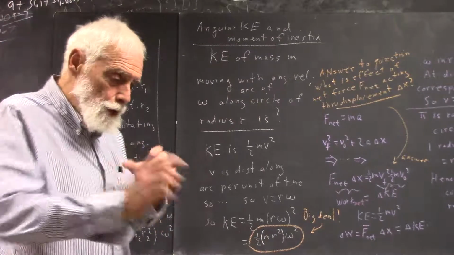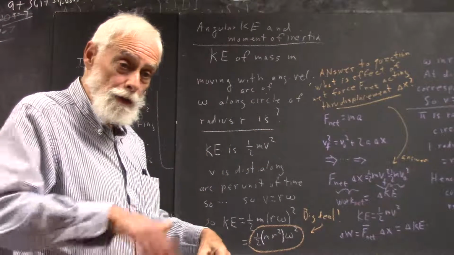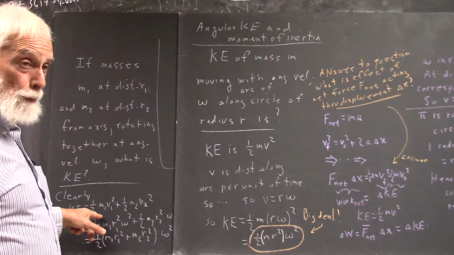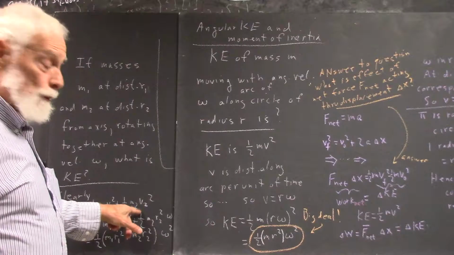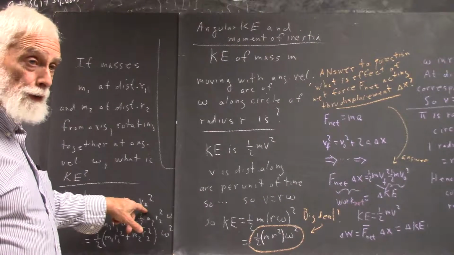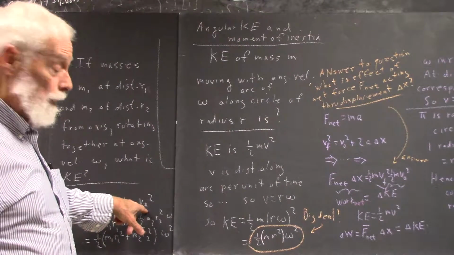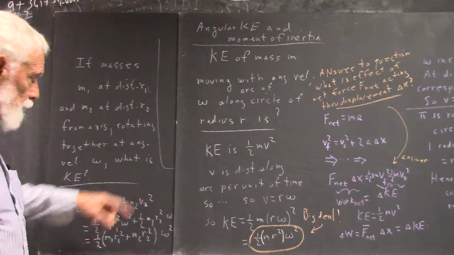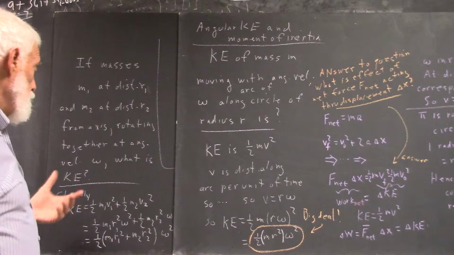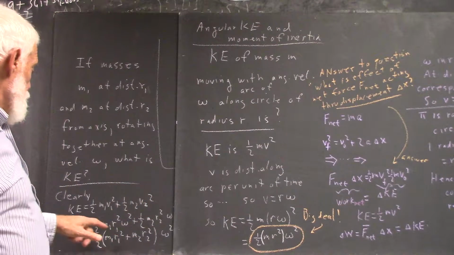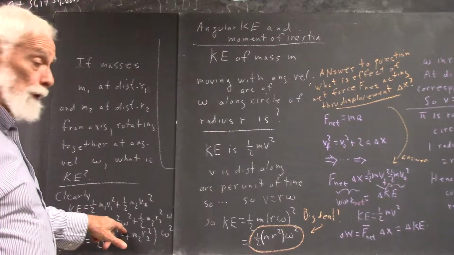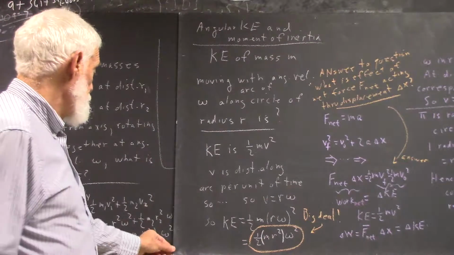Because if you have two separate masses, each one has its kinetic energy. This would be the kinetic energy of the first object, 1/2 m1 v1 squared, where v1 is the speed of that object. And the second has kinetic energy 1/2 m2 v2 squared, where v2 is its velocity. Well, of course, we don't do this in terms of v1 and v2. We do it in terms of omega and r1 and r2. Now, you have the same omega, so your v1 is r1 omega, and of course v1 squared is r1 squared omega squared. That's completely obvious.